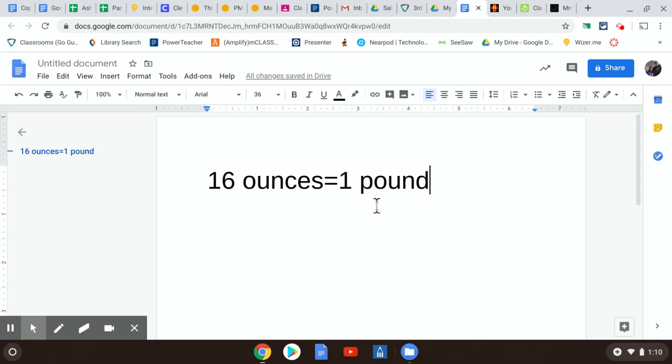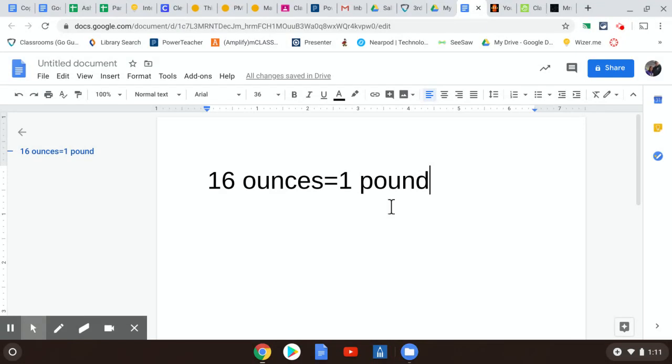So if you had 10 pennies to make an ounce, you would have to take 10 times 16, which is 160. So you would need 160 pennies just to equal 1 pound. So think about that when we're comparing in the next page about ounces and pounds. Like I said, it's 16 ounces to a pound.